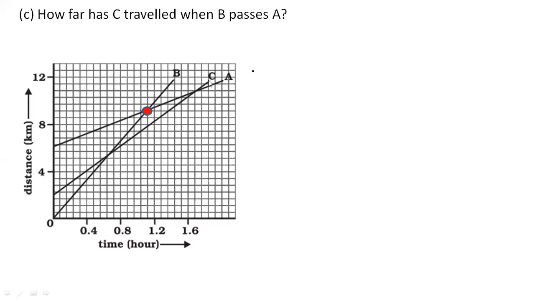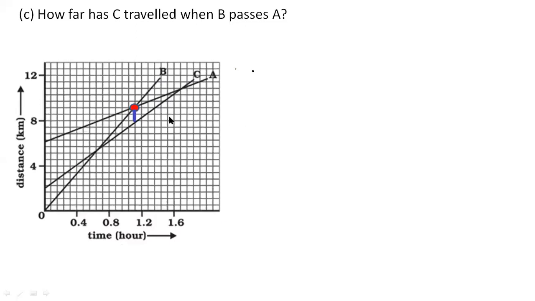So now we need to compare with the line of C, right? But we cannot take any distance from this line. We have to talk about the distance traveled exactly at this point. So we'll take this point as a reference and draw a perpendicular on C. Why draw a perpendicular on C? Because we want to know the distance traveled at this point. So let us draw a perpendicular at C. See, we have drawn a perpendicular at C.